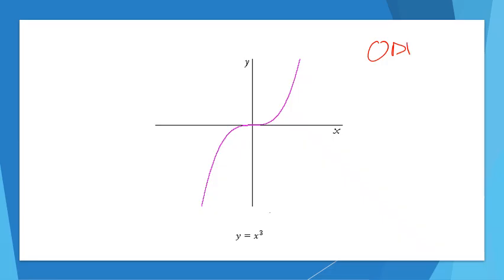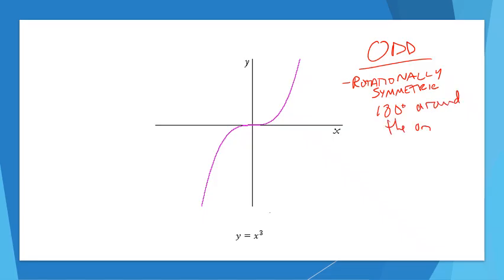All right, so now let's take a look at what an odd function is. For an odd function, this type of symmetry is harder to identify, but it is going to be rotationally symmetric 180 degrees around the origin. Basically what this means is, imagine you take a nail and you stick it in the origin, in the point 0, 0, and you take that graph and you spin it 180 degrees, it should look the exact same.